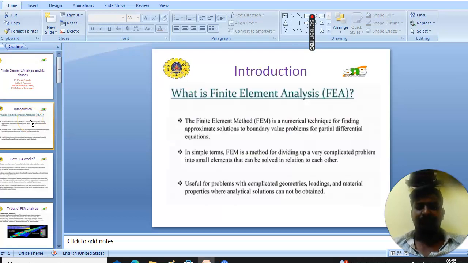What is FEA? FEA is a numerical technique for finding approximate solutions to boundary value problems for partial differential equations. In simple terms, FEM is a method for breaking up a very complicated problem into small elements that can be solved in relation to each other. Useful for problems with complicated geometries, loadings, and material properties where analytical solutions cannot be obtained.